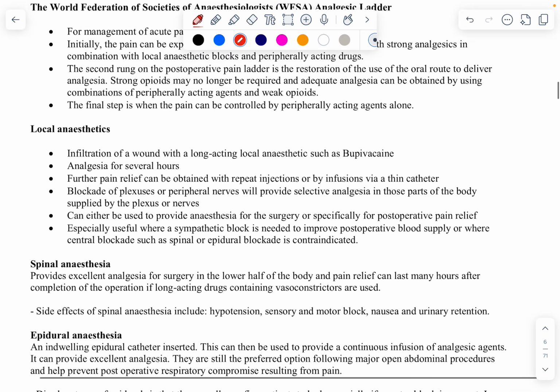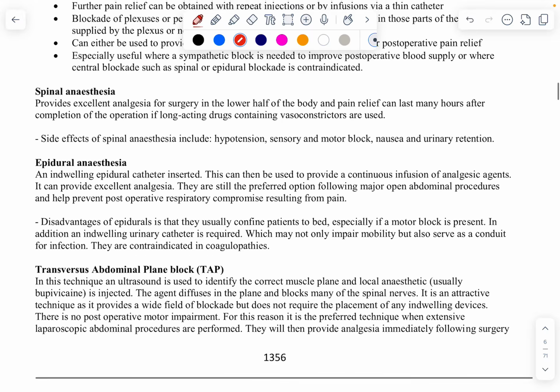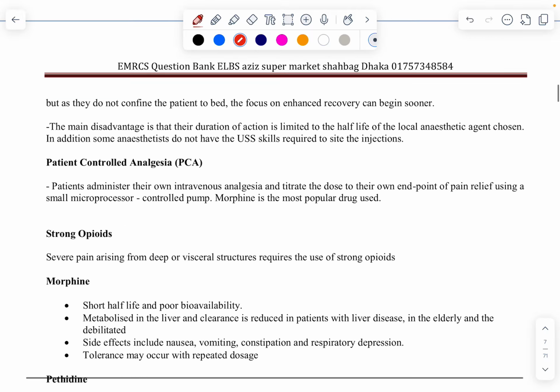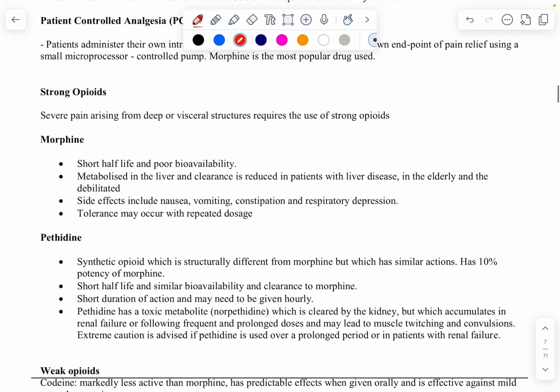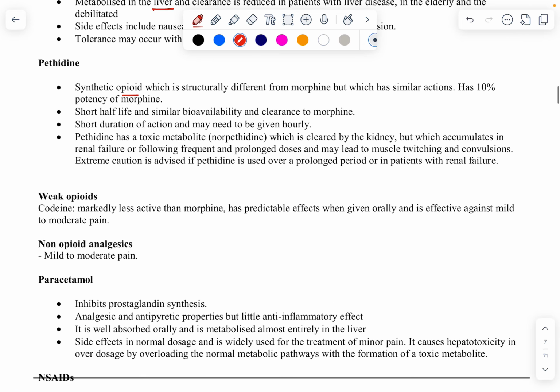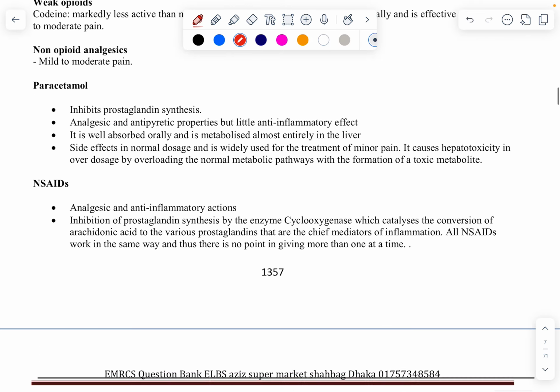Radiotherapy, local anesthetic, spinal anesthesia, epidural anesthesia, transdermal patches, different types of patient-controlled analgesia. A strong opioid analgesic is morphine, short half-life, metabolized in the liver. Pethidine is a synthetic opioid, it has 10% potassium, morphine short half-life. Weak opioids are codeine, and the non-opioids are paracetamol and NSAIDs.